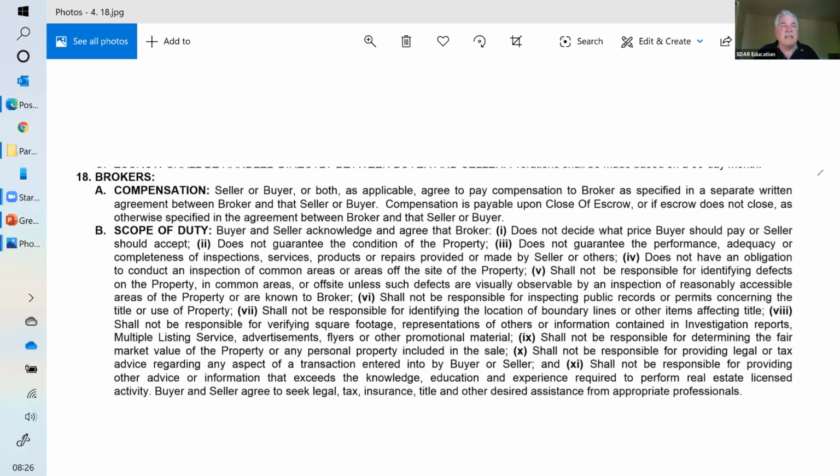I would recommend against filing a complaint with the Department of Real Estate if you think you're entitled to get compensated for something when you don't have an employment agreement for that. Okay, kind of a big deal.